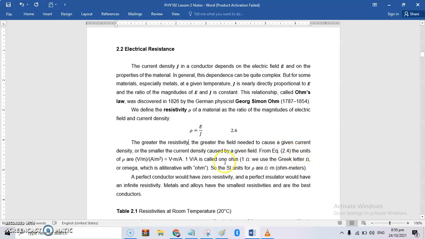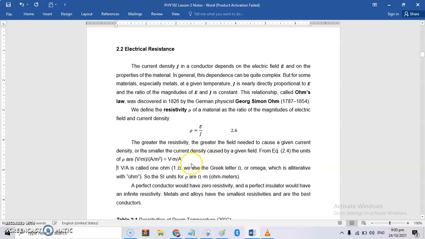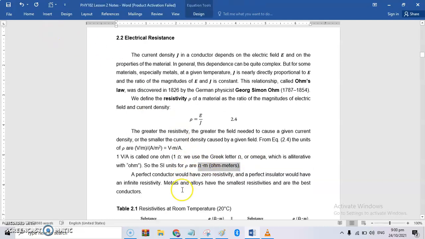So, equation 2.4 has the units volt times meter per ampere. And 1 volt per ampere is called 1 ohm. Okay? This is the Greek letter of the ohm, or omega, which is the symbol for ohm. So the SI units for resistivity are ohm meter. Okay? Tandaan niyo yan. Ohm meter.